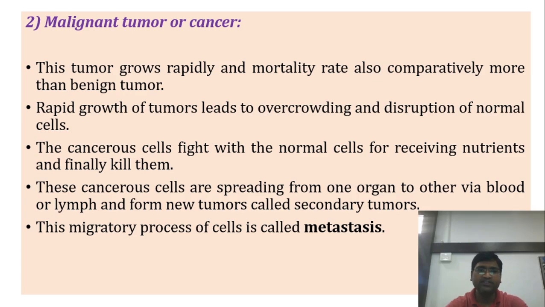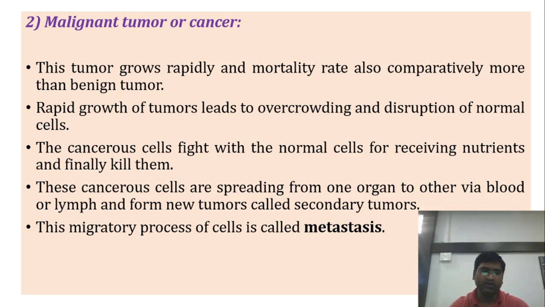Now, these cancer cells are spreading from one organ to the other by means of the blood or lymph, and they form new tumors in a new location, and those are called secondary tumors. That means this particular tumor, the malignant tumor, can spread from one location to another location. This migratory process observed in malignant tumor is called metastasis.